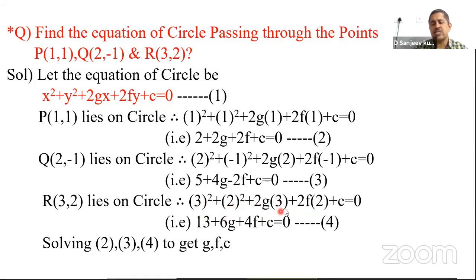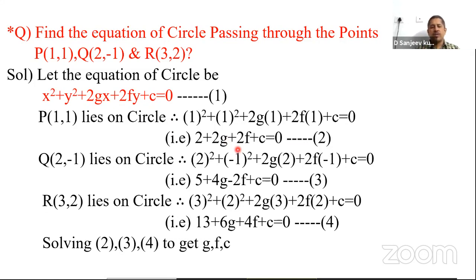2 into 3 is 6. 2 into 2 is 4. So 13 plus 6g plus 4f plus c is equal to 0. Now you got 3 equations. The 3 equations have g, f, c. So you need to solve these 3 equations, equations 2, 3, 4, if at all you want to get the values of g, f, c. So make a note of equation 2, equation 3, equation 4 because you have to use them in the next slide.